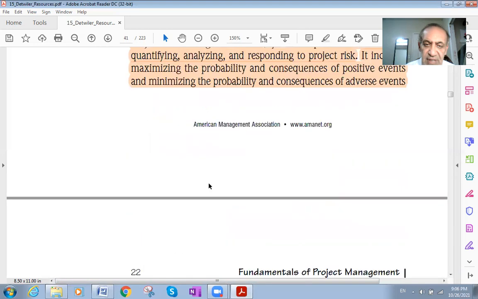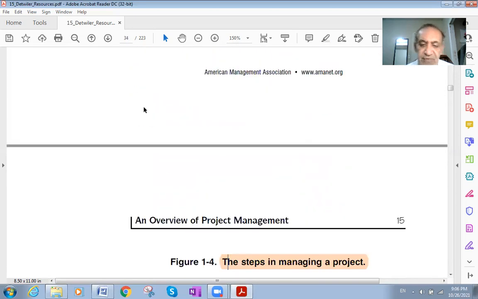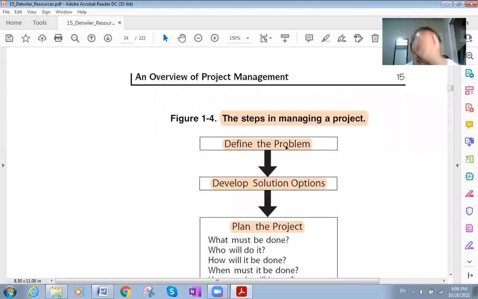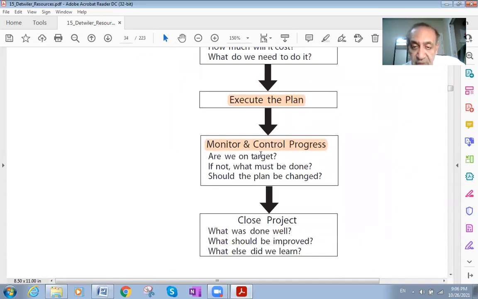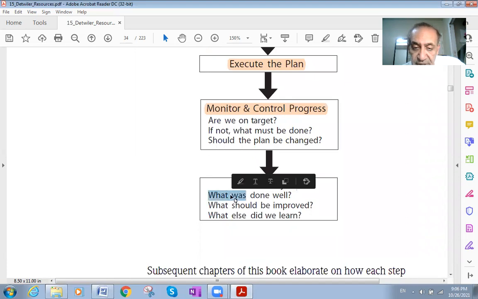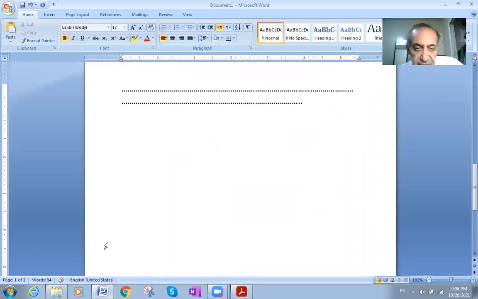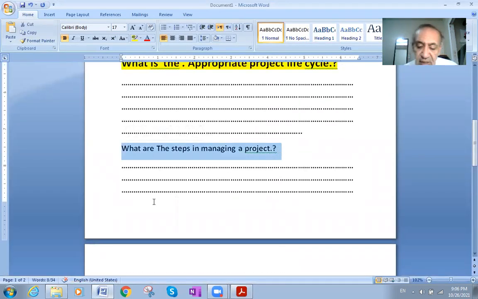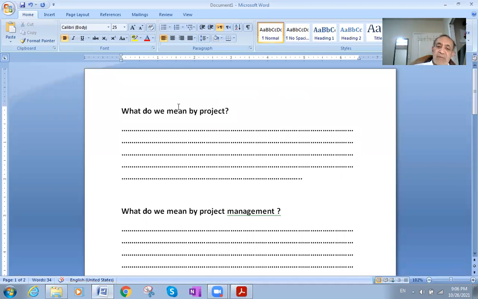Nevertheless, the question which I was telling you about just now concerns the steps in managing a project, which are very important. Steps in managing a project: define the problem, develop solution, plan the project, execute the plan, monitor and control progress, and close the project. That was the last one. Those are very important. And we had a question here about steps in managing a project, and that was the final question for today for chapter 1. This is the questions of chapter 1.